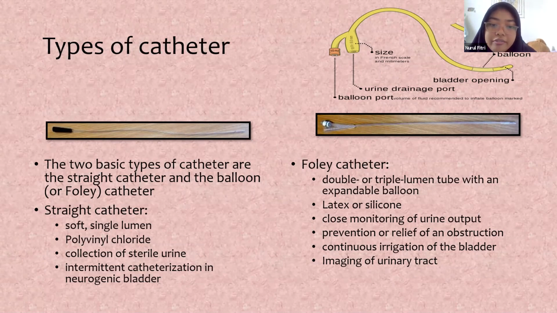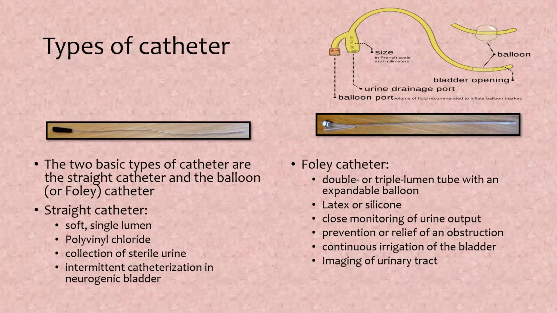So in situations like close monitoring of urine output, prevention or relief of an obstruction, continuous irrigation of the bladder, and imaging of the urinary tract where they need to fully fill the bladder, they use the Foley catheter for better imaging. Next slide.